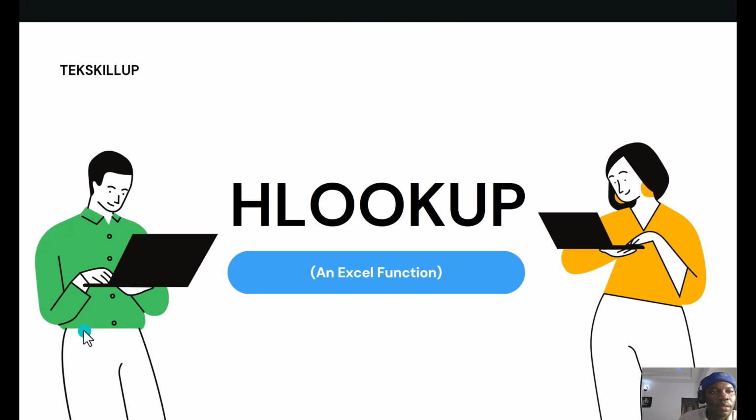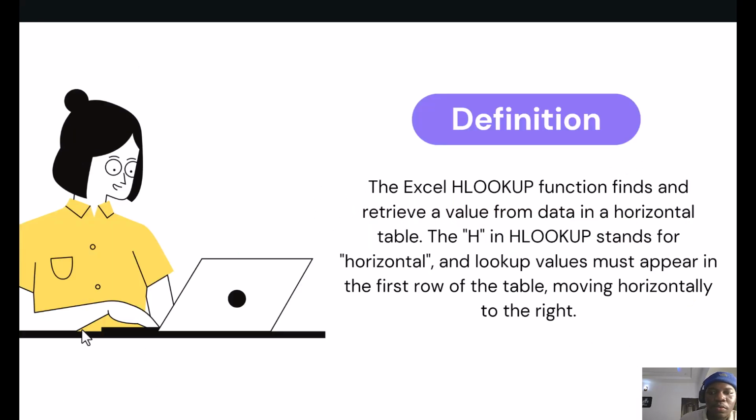All right, so we are basically going to be looking at another important Excel function, which is the Hlookup. So what does this Hlookup do? As the name implies, we call it a function, and we have different functions in Excel. We've already seen previous ones, but what this particular one does is that it finds and retrieves a value from data in a horizontal table, and the H in Hlookup stands for horizontal.